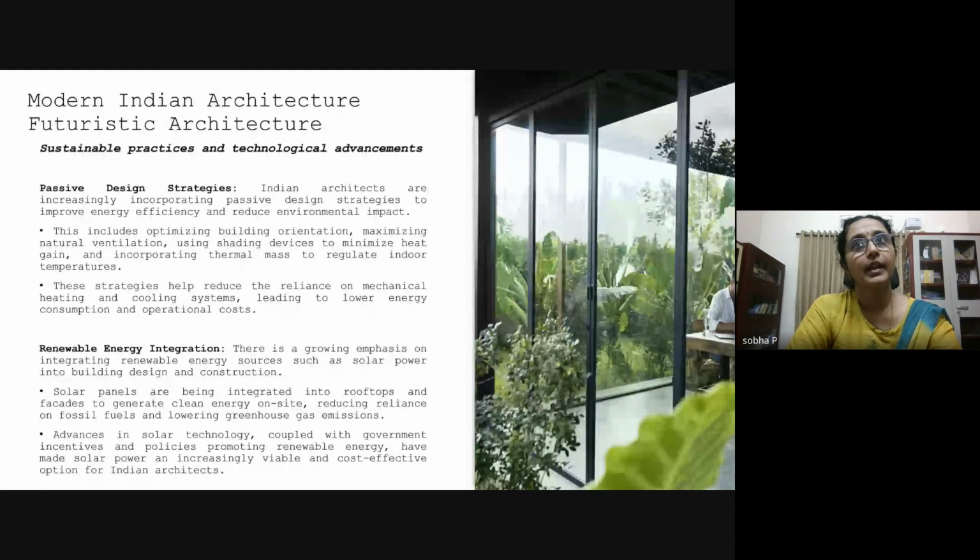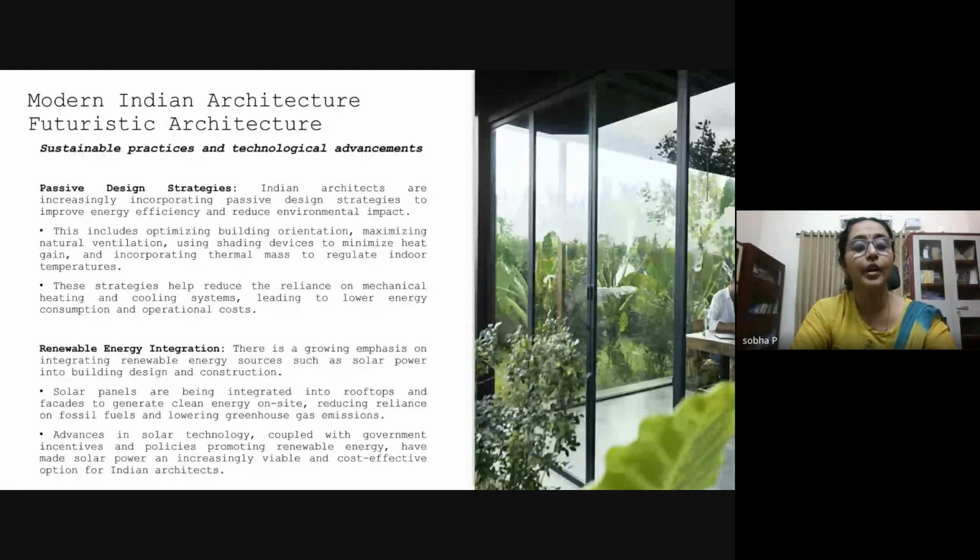That includes strategies such as optimizing the building orientation, maximizing natural ventilation, using shading devices to minimize heat gain, and incorporating thermal mass to regulate indoor temperatures. These strategies also reduce the reliance on mechanical systems, that is the HVAC, heating, ventilation, and cooling system, leading to lower energy consumption and thereby reducing the operational cost.